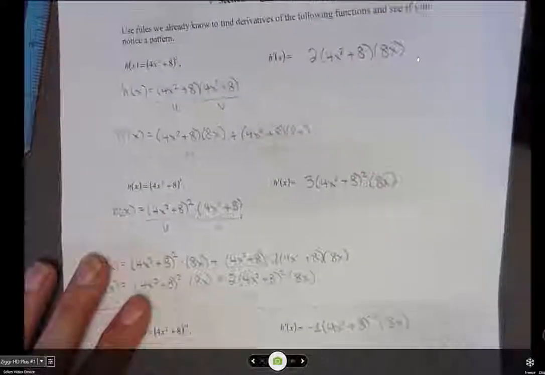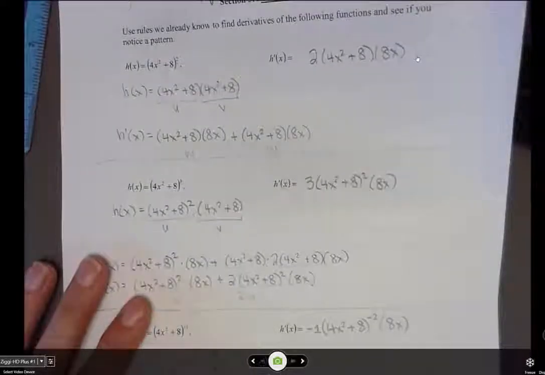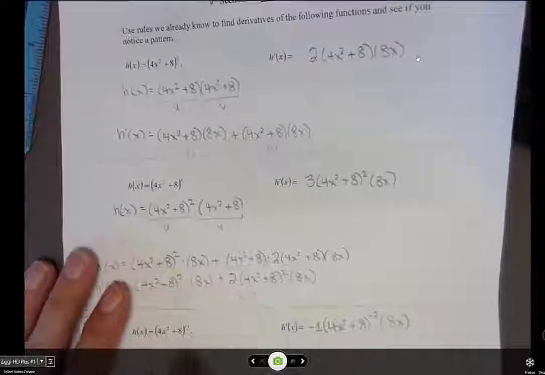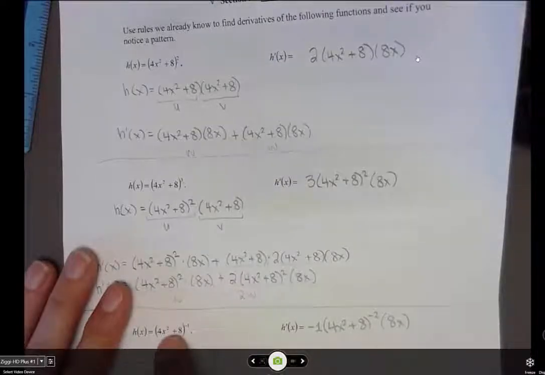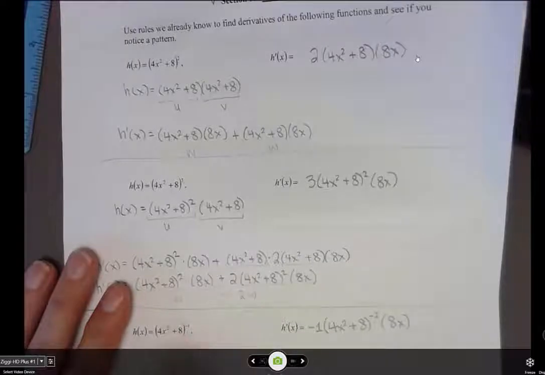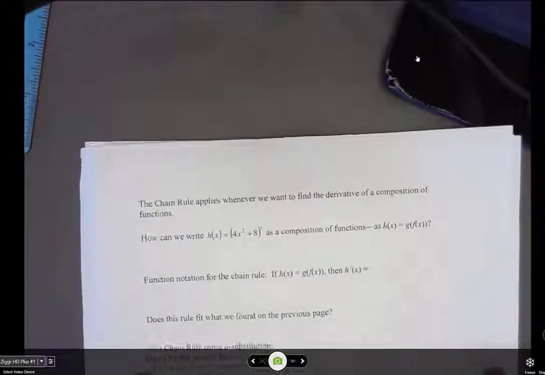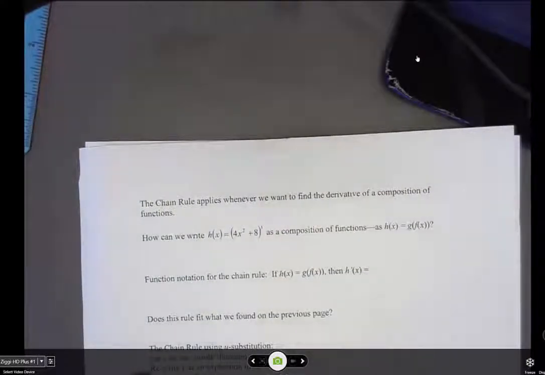So it's almost like when we had the power rule for x, we bring the original power out in front. This time we're leaving that stuff alone, subtract 1 from the power, and then here's the extra part: multiplying by the derivative of what's inside parentheses. That's where the 8x came from. Always the derivative of what's inside the parentheses here.